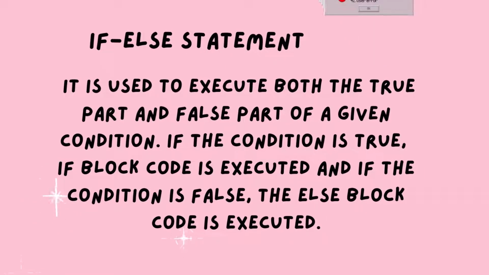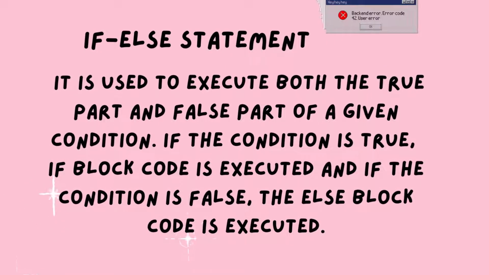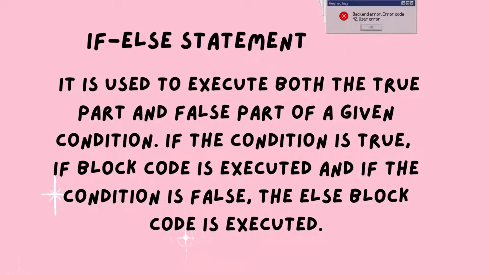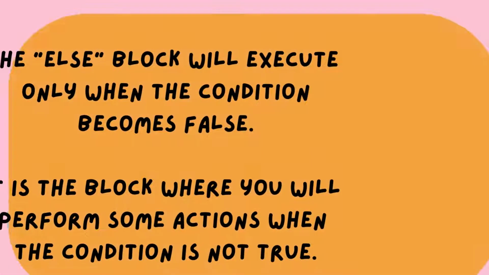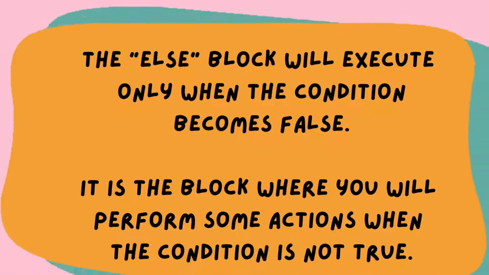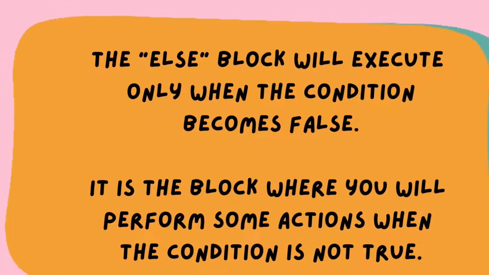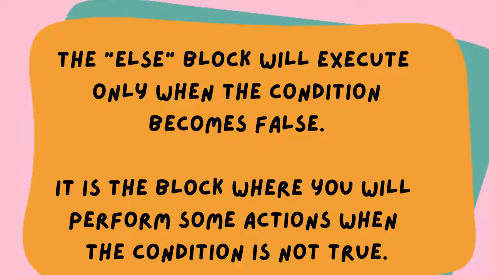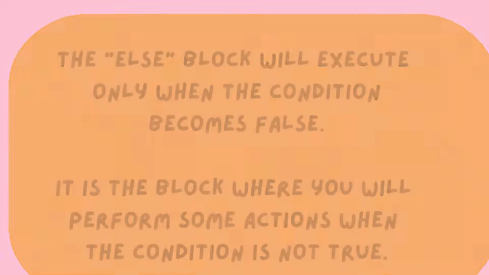Now let's look into if else statement, the second one. It is used to execute both the true part and false part of a given condition. If the condition is true, the if block code is executed, and if the condition is false, the else block code is executed. The else block will execute only when the condition becomes false. It is the block where you will perform some actions when the condition is not true.